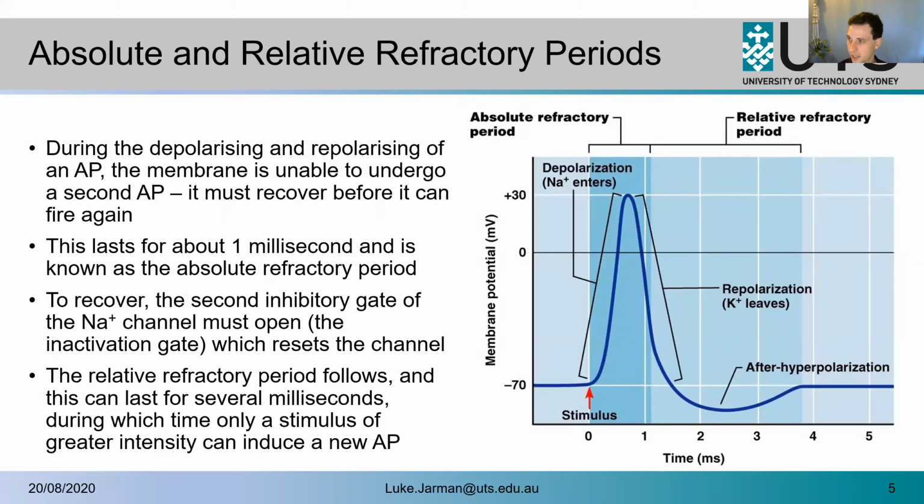To recover, the second inhibitory gate must open, which resets the channel. And after this is your relative refractory period. This can last for a couple of seconds. It lasts pretty much up until the end of your hyperpolarization period, when your cell returns to a resting membrane potential. During this time, you can have a second action potential generated, but it must be a really big stimulus. Usually it needs to be a lot bigger or more intense than the original stimulus that produced the first depolarization.